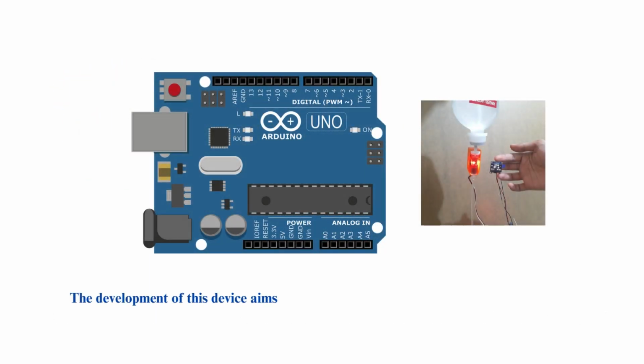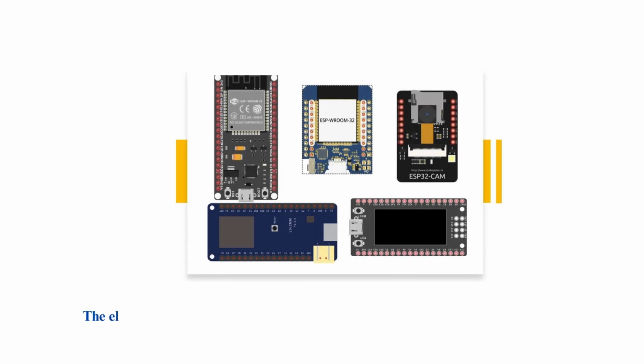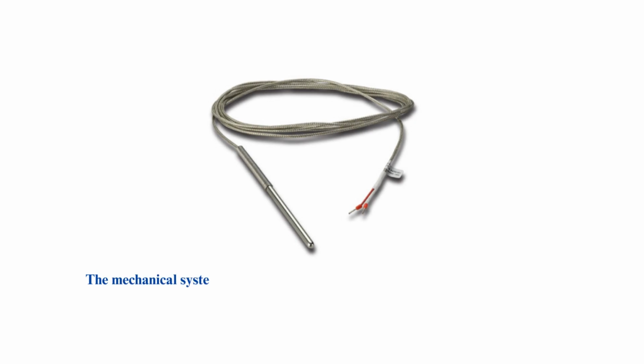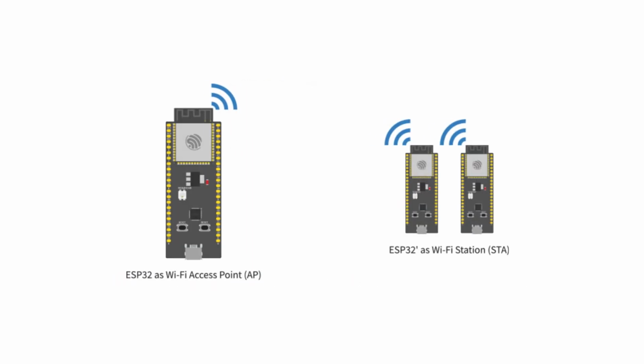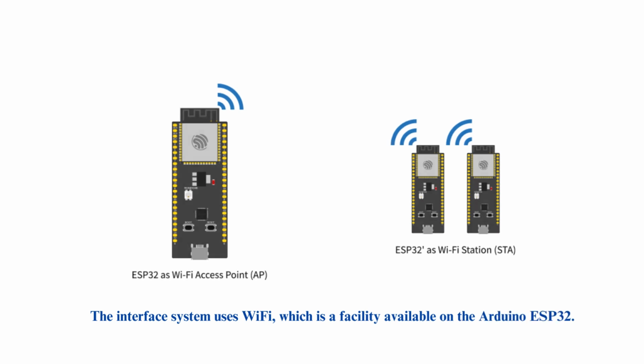The development of this device aims to design an Arduino-based real-time infusion fluid monitoring device. This device consists of 4 systems, namely electronic system, mechanical system, interface system, and software system. The electronic system is the minimum Arduino ESP32 microcontroller system with XKC Y25 PNP sensor. The mechanical system is the medium for the sensor, an infusion tube made of SS material. The interface system uses Wi-Fi, which is a facility available on the Arduino ESP32.